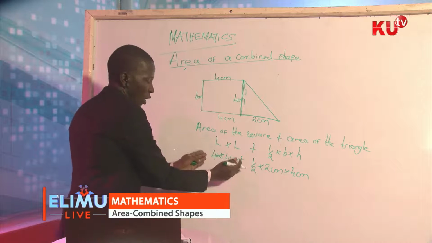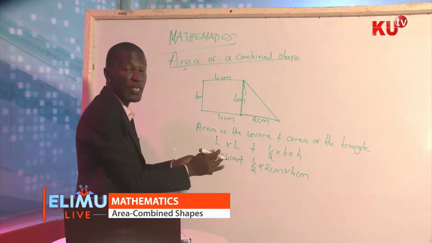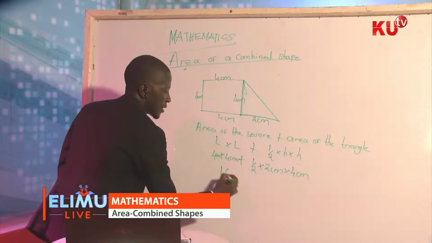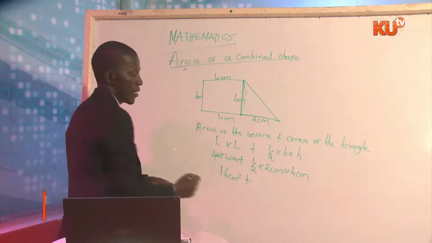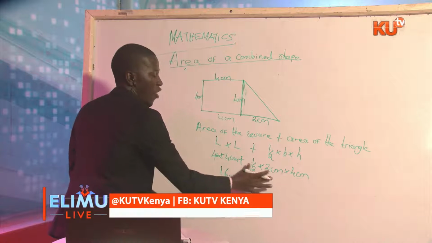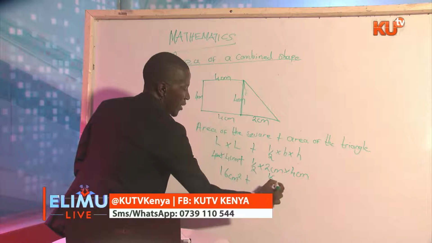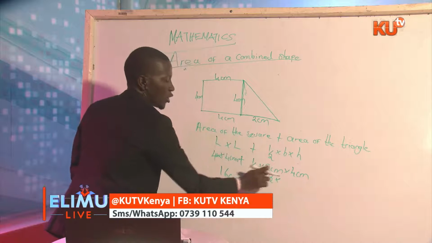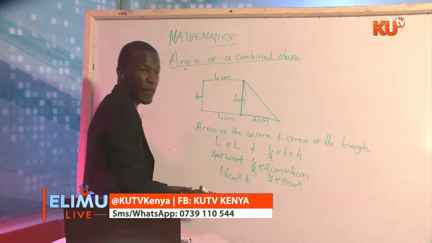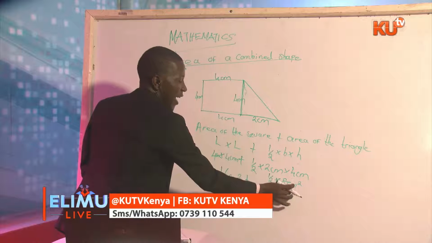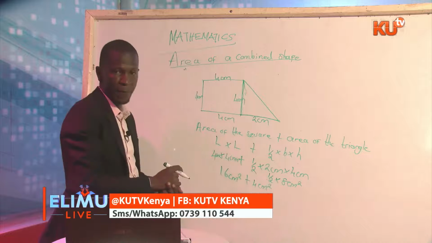Then I'll work out the area of the square, which is 4 times 4. 4 times 4 is equal to 16 centimeters squared. Remember the units. Plus the area of the triangle. I'll multiply a half times 2 times 4 gives me 8 centimeters squared. Then what is a half of 8? It is 4 centimeters squared.